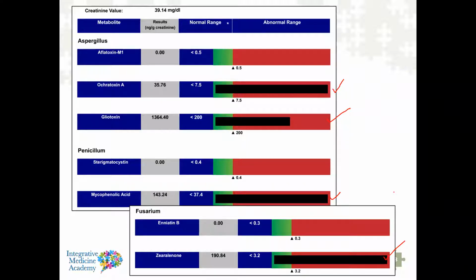The markers on page one of the OAT could be totally normal for mold, but somebody could still be harboring these mycotoxins. So you can't use the OAT as the sole determining factor of mold exposure. If the mold markers show up, that's great. You know that there's colonization happening in the gut, but it doesn't tell you what mycotoxins are present. You have to do the mycotoxin test as well.